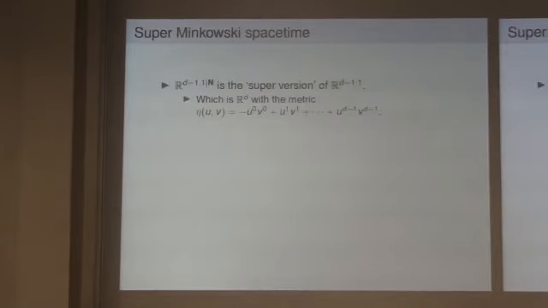So, let me tell you what super Minkowski spacetime is, or review it for you. R^{D|N} is the super version of R^D, which is R^D with this metric, where there's one minus sign and then a bunch of plus signs. That's Minkowski spacetime.